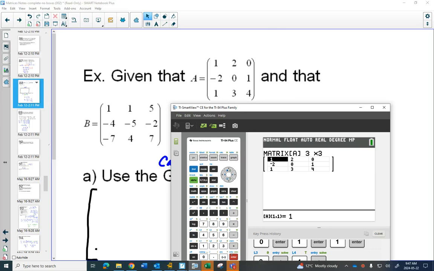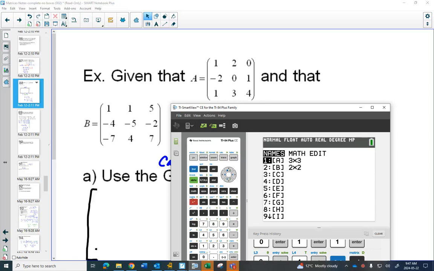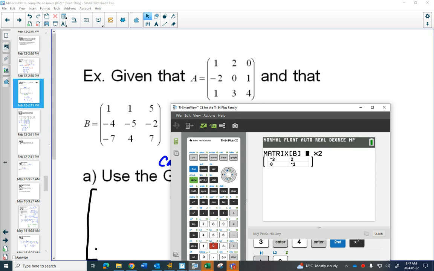I put in matrix A. Always good after you typed it in to double check it. Same thing for matrix B.